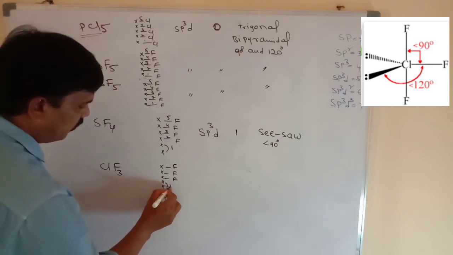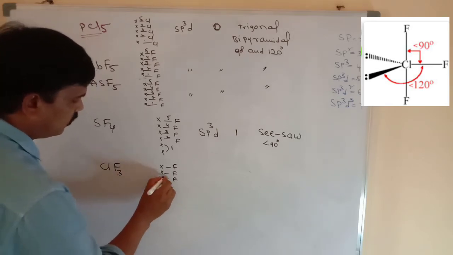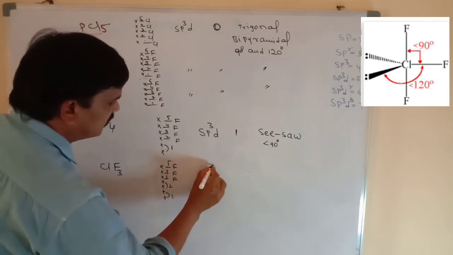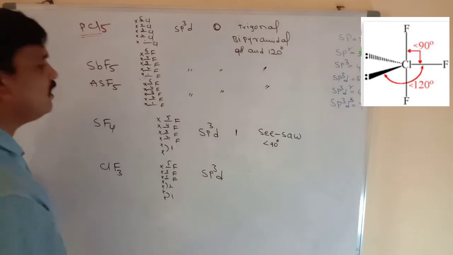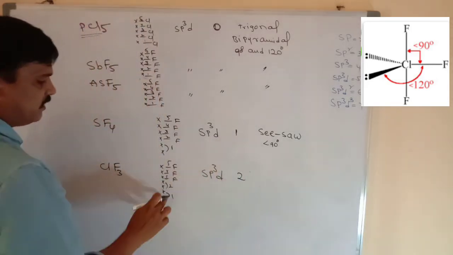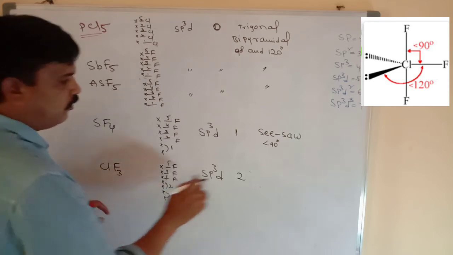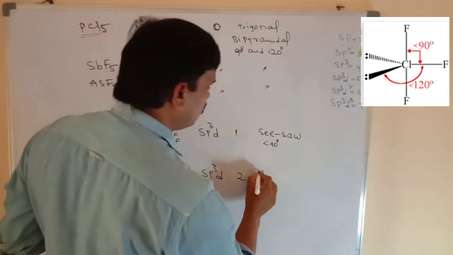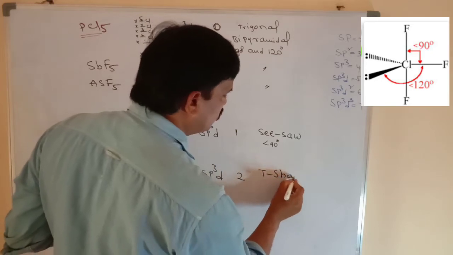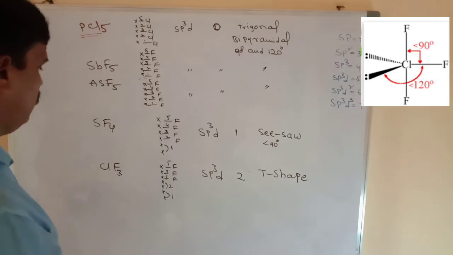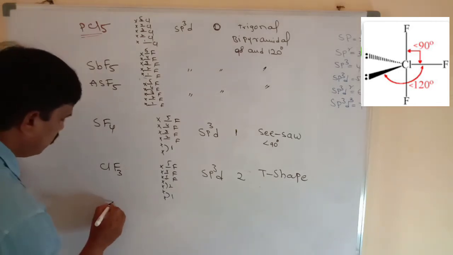For each pair give one number: 1, 2, 3, 4, 5. 5 means the sum of powers equals 5. Which type of hybridization? sp3d hybridization. How many lone pairs are there? 2 lone pairs are there. If sp3d hybridization has 2 lone pairs, the shape of the molecule is T shape. T shape.